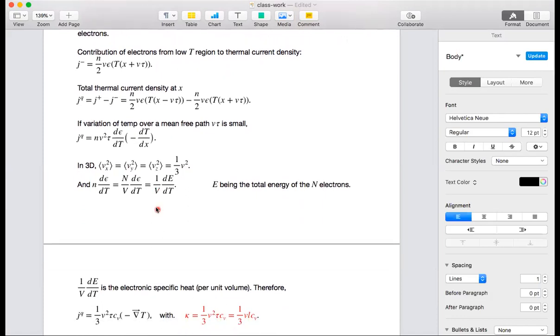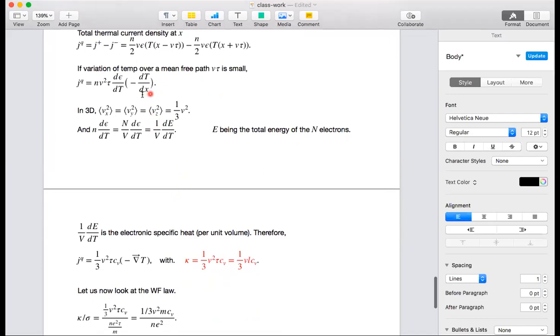The next point is that we can write n. n is the electron number density, and epsilon is the average energy per electron. So we can write n d epsilon/dT, where n is simply capital N, the total number of electrons, divided by the volume, times d epsilon/dT. But then capital N times epsilon is the total energy of the electrons, which I write as capital E. This is not the electric field; this is the total energy. Now 1/V dE/dT is the specific heat per unit volume.